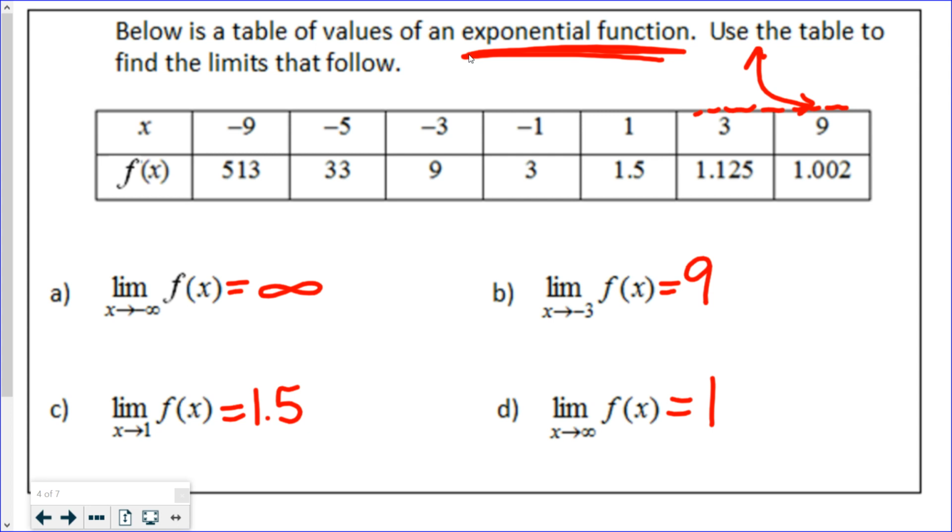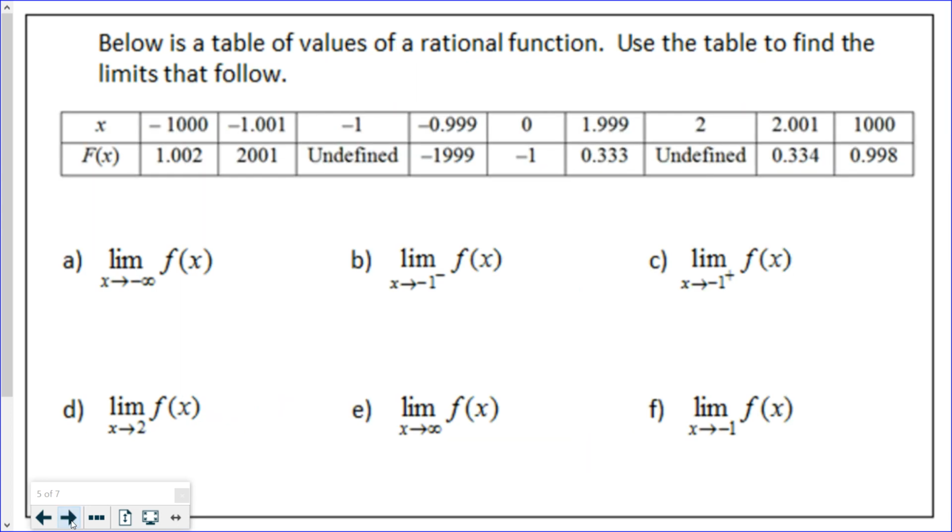All right, so that is for an exponential function. And our next example is going to be for a rational function. Okay, rational functions are more challenging, right? We taught that in Algebra 2. We taught that again last year. What's true about a rational function? What are some characteristics of a rational function?